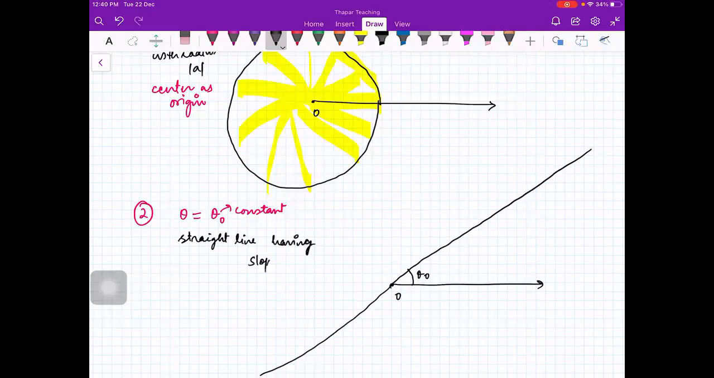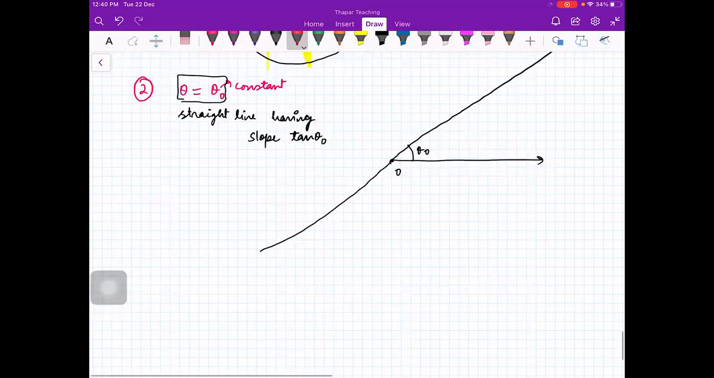Tan theta naught. Okay. Ma'am, these are loci, right? Yeah, these are loci, because this is an equation, right? Yes, ma'am.